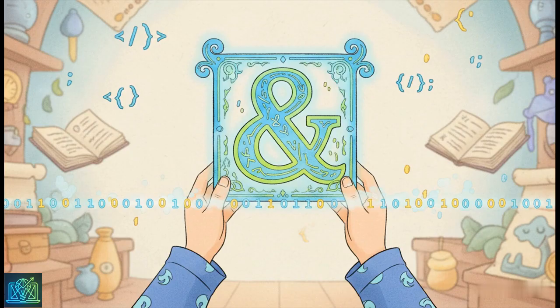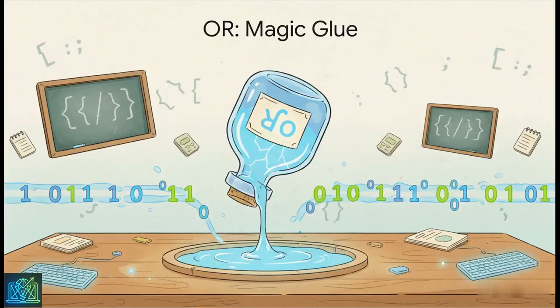And I want you to think of this one as a stencil, like a magical stencil. Its whole job is to mask things out, to let us zero in on exactly the bits we care about. It's all about precision. Next up, we've got the OR operator. If AND was a stencil, then OR is our magic glue. Seriously, its job is to combine things, to stick different bits together to build something new. Think of it as adding powers or turning on features.